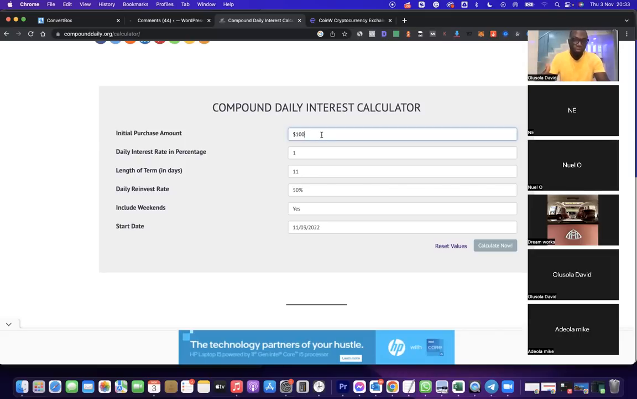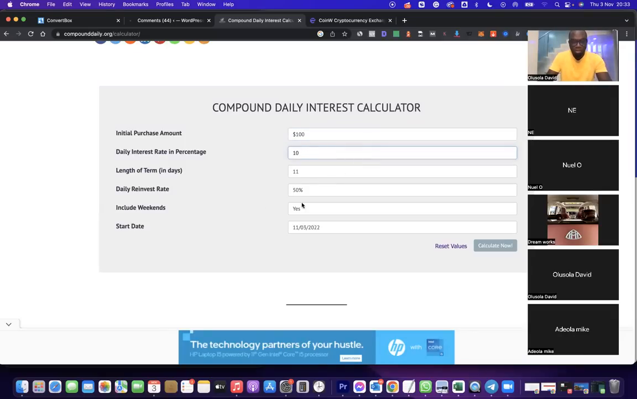So let's assume you want to start this 90 days challenge with $100. What are you going to make at the end of the 90 days challenge? Your capital is $100, and our daily interest, our target for this 90 days is just 10% profit. So once you hit the 10% profit, you are done for the day. You can just go and relax and wait for the next day. So let's change this to $10.